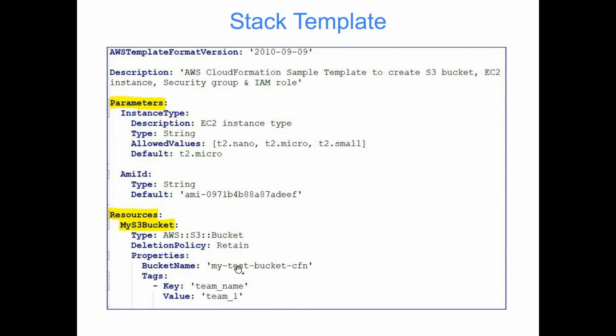Bucket name, my test bucket CFN. And there are some tags also, and they will be attached to your S3 bucket. So I'm providing key as team name and value as team one. Okay, this is the template on a very high level. In case you have any doubt on this slide, you can ask me.